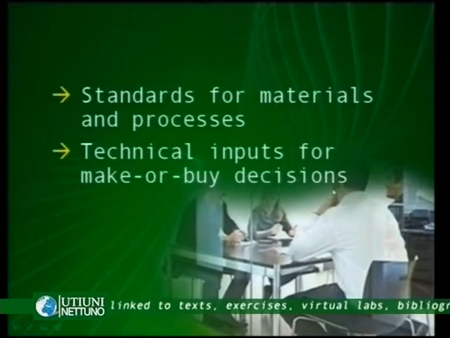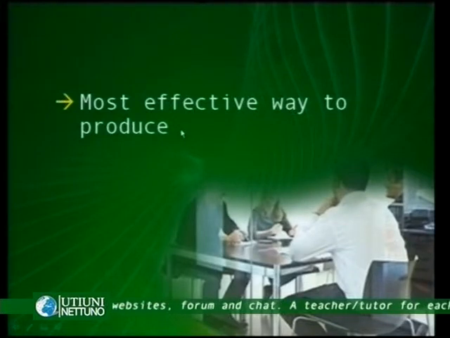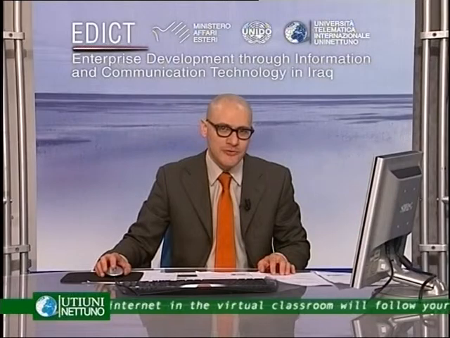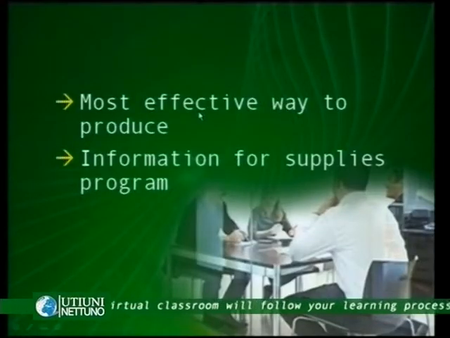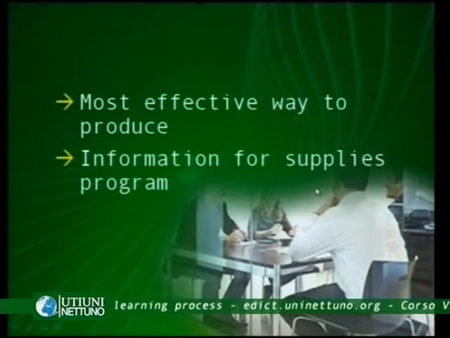This is a very important element because when it comes to make or buy, it's very important to assess and consider the existing internal capabilities of the company. Next, the most effective way to produce, and here we can distinguish between pure effectiveness, for example the quality of the product, and efficiency of the machinery and the plant itself. Information for the supplies program: when it comes to supplies, we will consider material and other components specifications. So, this is the range of items included in the product analysis.